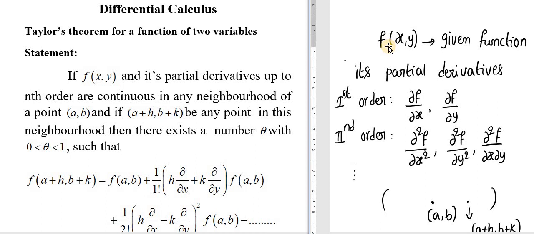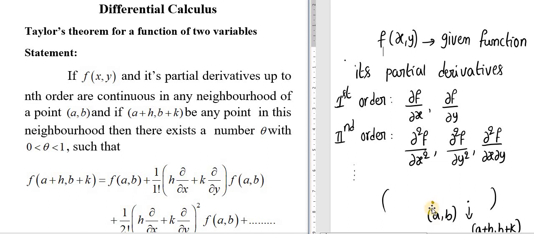Observe, the first order partial derivatives are dou f by dou x, dou f by dou y. Second order partial derivatives are dou square f by dou x square, dou square f by dou y square, dou square f by dou x dou y. Like this, we can get third order, fourth order and continuously nth order. All these partial derivatives and the function f is continuous in the neighborhood of a point a, b.